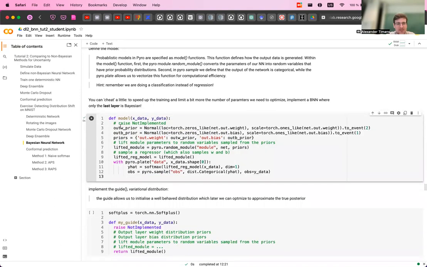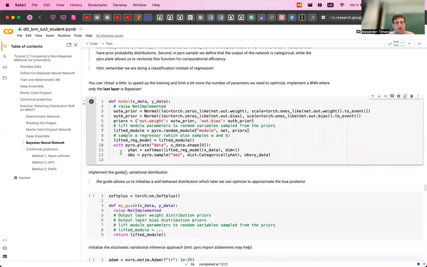But essentially what we do, in this case, for example, we cheat, as they say, a little. We only implement the final layer to be Bayesian. So what we do is define a normal distribution on the weights and the biases as our priors. And then we specify this lift module, which generates the samples from our prior. And then we specify our output model.